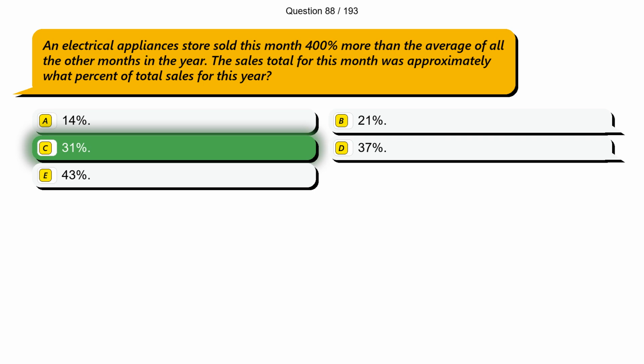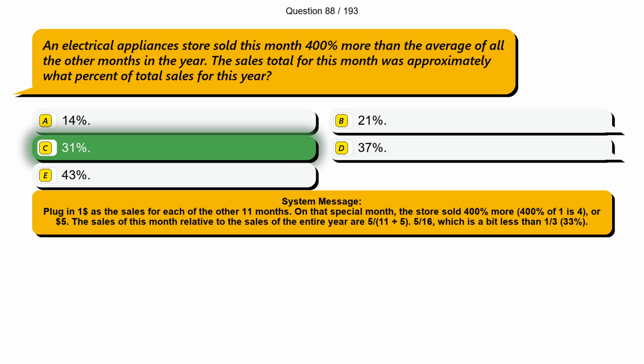The correct answer is option C, 31%. Plug in $1 as the sales for each of the other 11 months. On that special month, the store sold 400% more; 400% of 1 is 4, so the sales were $5. The sales of this month relative to the sales of the entire year are 5/(11 plus 5), which is 5/16, a bit less than 1/3, 33%.